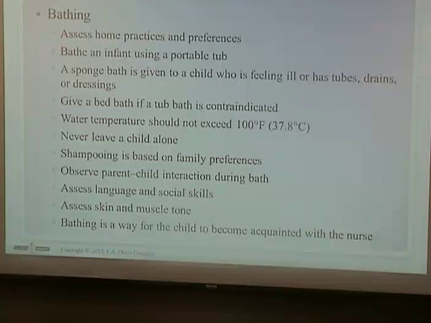Sometimes it can be useful to have the parents do the bath and then watch what they do when they're given the bath. Watch them in an unobtrusive manner so they don't really focus on the fact that they're being watched, and see how they do. Observing is the same thing as any other skill. You give someone a skill, you observe how they do it so you can help correct them for little problems. Okay?